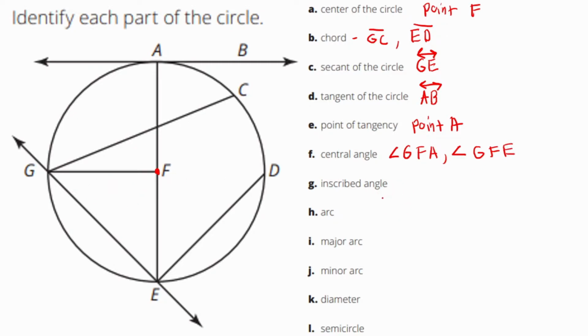Next up, an inscribed angle. An inscribed angle is an angle whose vertex is on the circle, and then it goes across the circle. So for instance, one inscribed angle here is AED. So we can say that AED is an inscribed angle. We have a couple of them here. AED. We also have GEA. Oh, I forgot my angle symbol. Angle GEA. And also, we have angle GED.